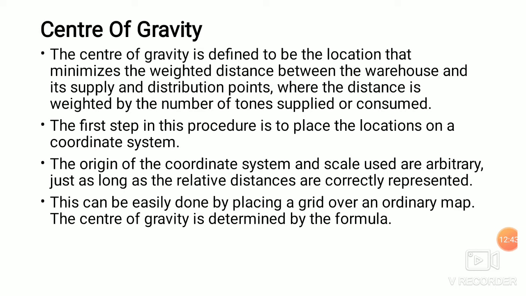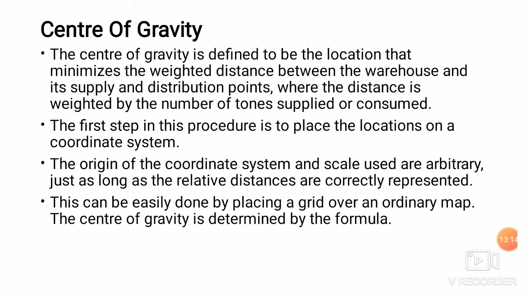The next point is that the origin of the coordinate system and the scale used are arbitrary, just like a map. You draw a map, identify the distance between these locations, fix it, find out the center of gravity, and fix your planned location in the particular area. This can be easily done by placing a grid over an ordinary map. Then the center of gravity is determined.